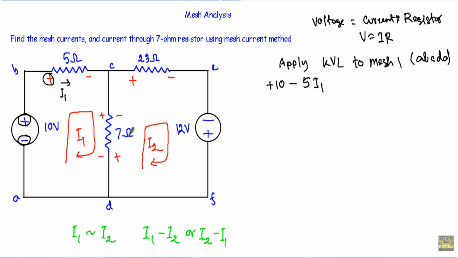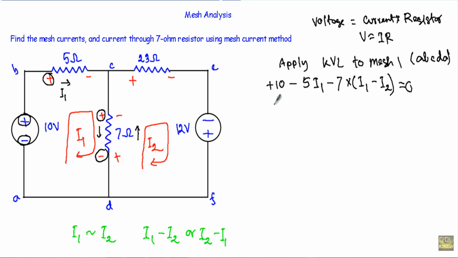From C to D, I will encounter the 7 ohm resistor. As I am applying KVL in mesh 1, I will take the polarity on the left side, or the polarity inside mesh 1. See, I will encounter the positive terminal first, negative terminal later. Therefore, its voltage will also be negative. See, I1 is flowing in this direction, I2 is flowing in this direction. Therefore, I will consider I1 to be greater than I2. Therefore, the current through this 7 ohm resistor will be equal to I1 minus I2, and multiplying this current with the value of the resistor, 7, will be equal to 0.